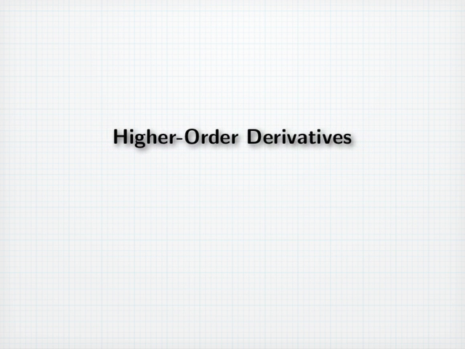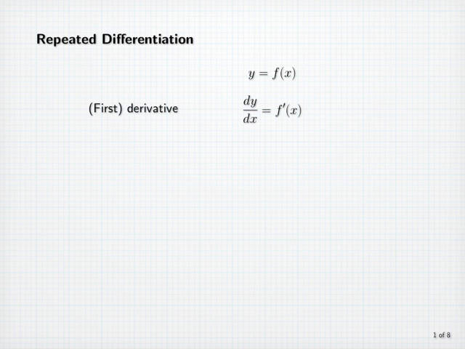Higher order derivatives. Repeated differentiation. Suppose we have a function f, and we define a dependent variable y equal to f of an independent variable x. The derivative, or first derivative, is dy dx, or f prime of x.